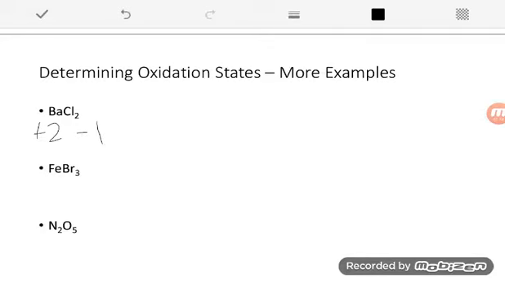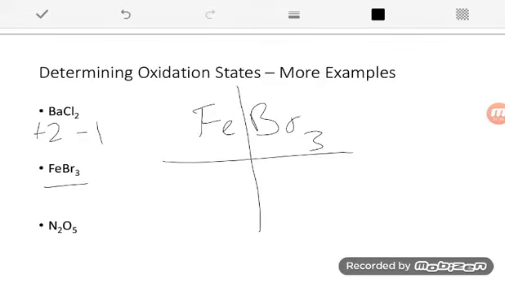Now our next example with FeBr3, iron bromide. Fe, that's a transition metal, so we can't predict its charge from the periodic table. That's okay, we can use the bromine atom to figure it out. So I always like to make what I call a T-chart. So I write out my compound and I make a T. And I ask myself how many of each element I have. I have 3 bromines and I have 1 iron.